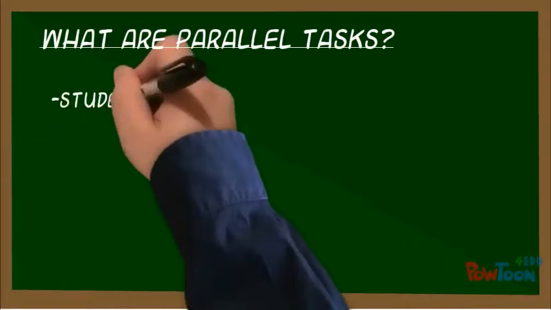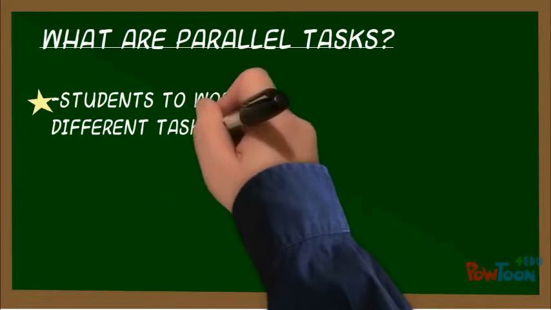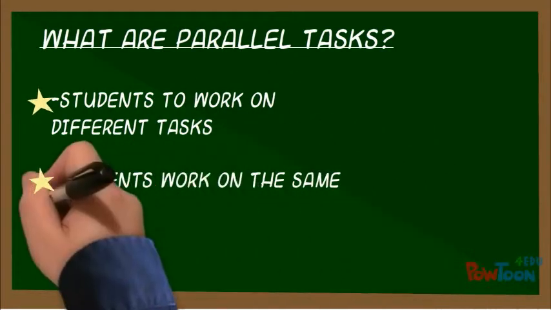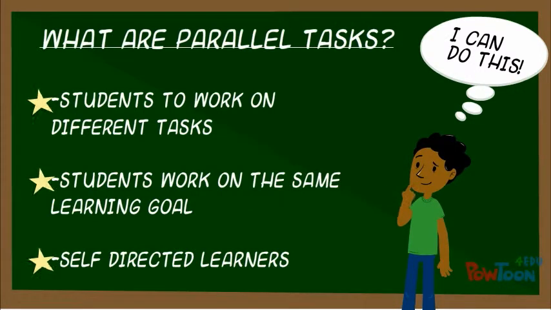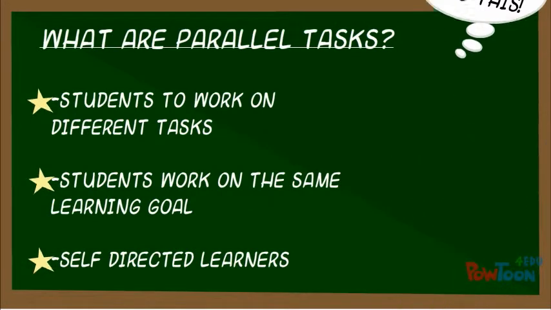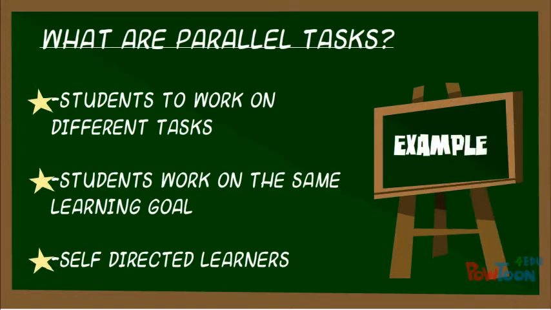Parallel tasks. Like a tiered lesson, it involves students working on different tasks while working on the same learning goal. This makes the students self-directed learners. Let's look at an example.